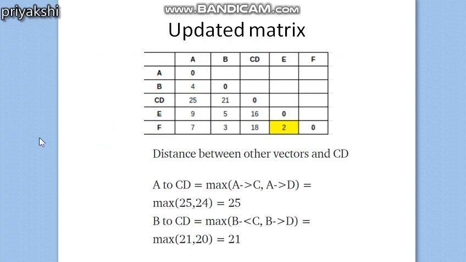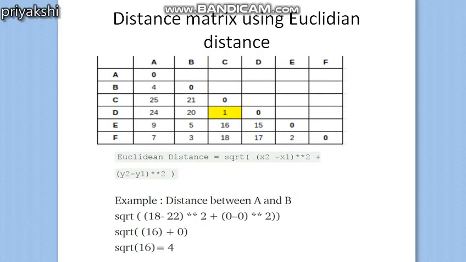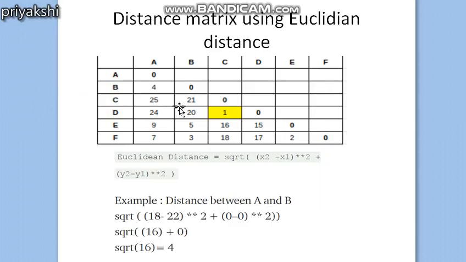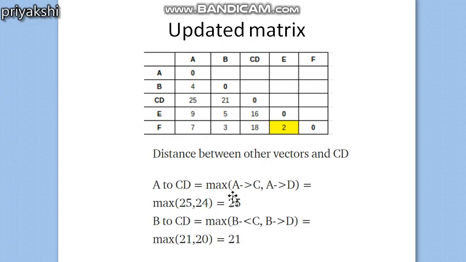So in the updated matrix, the maximum distance is 25, so 25 will be placed here. Similarly, to find the distance between B and CD, we take the distance between B and C and between B and D, and consider the maximum distance. Here you can see the distance between B and D is 20, and the distance between B and C is 21. Of 20 and 21, the maximum is 21, so 21 will be updated here. Like this you can calculate the distance between E and CD and F and CD. Fine.